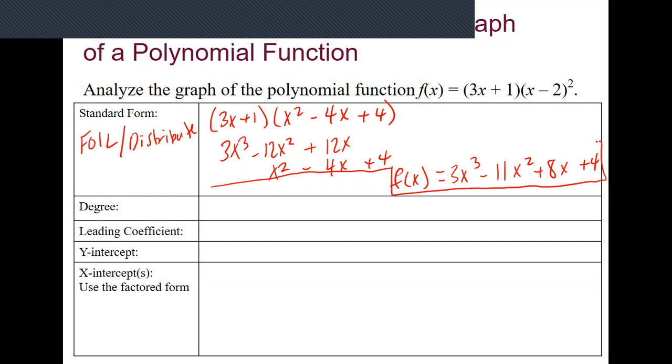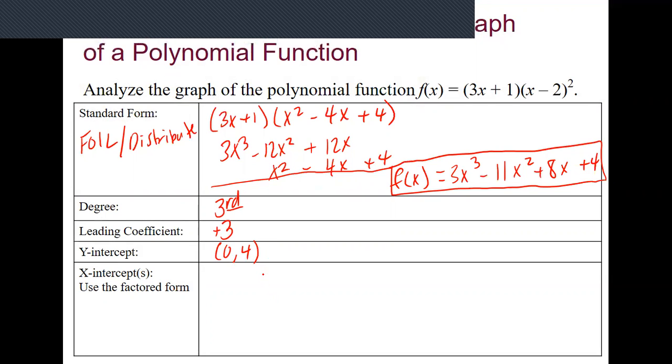How do you feel about going from factored form to standard form? So FOIL and distribute, FOIL and distribute. Good. Okay, now we're going to talk about the degree. Now that I'm in standard form, you should be able to tell me the degree of the function. What is the degree of this function? It's a third degree function. What is the leading coefficient of this function? 3. It's a positive 3. What is the y-intercept of this function? 4. That's (0, 4).